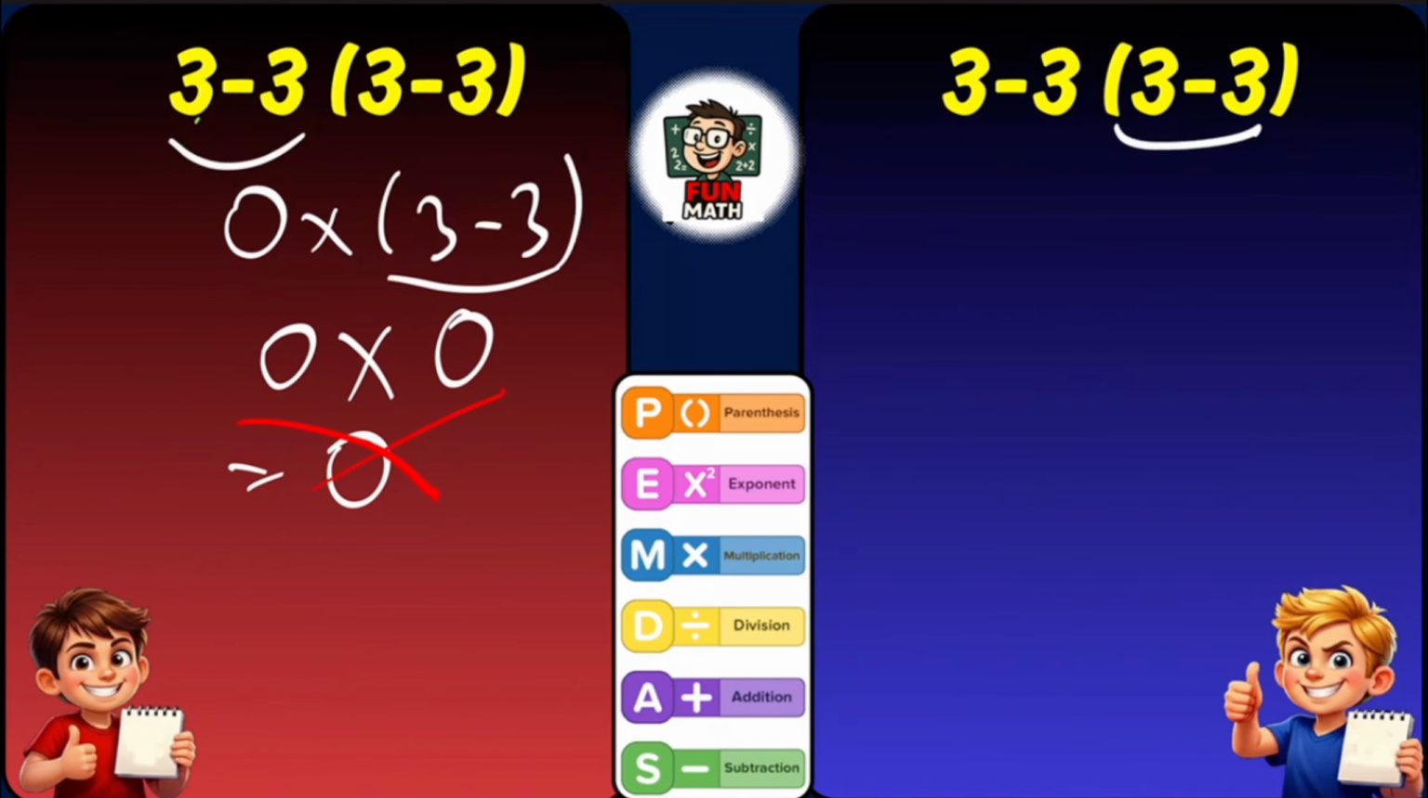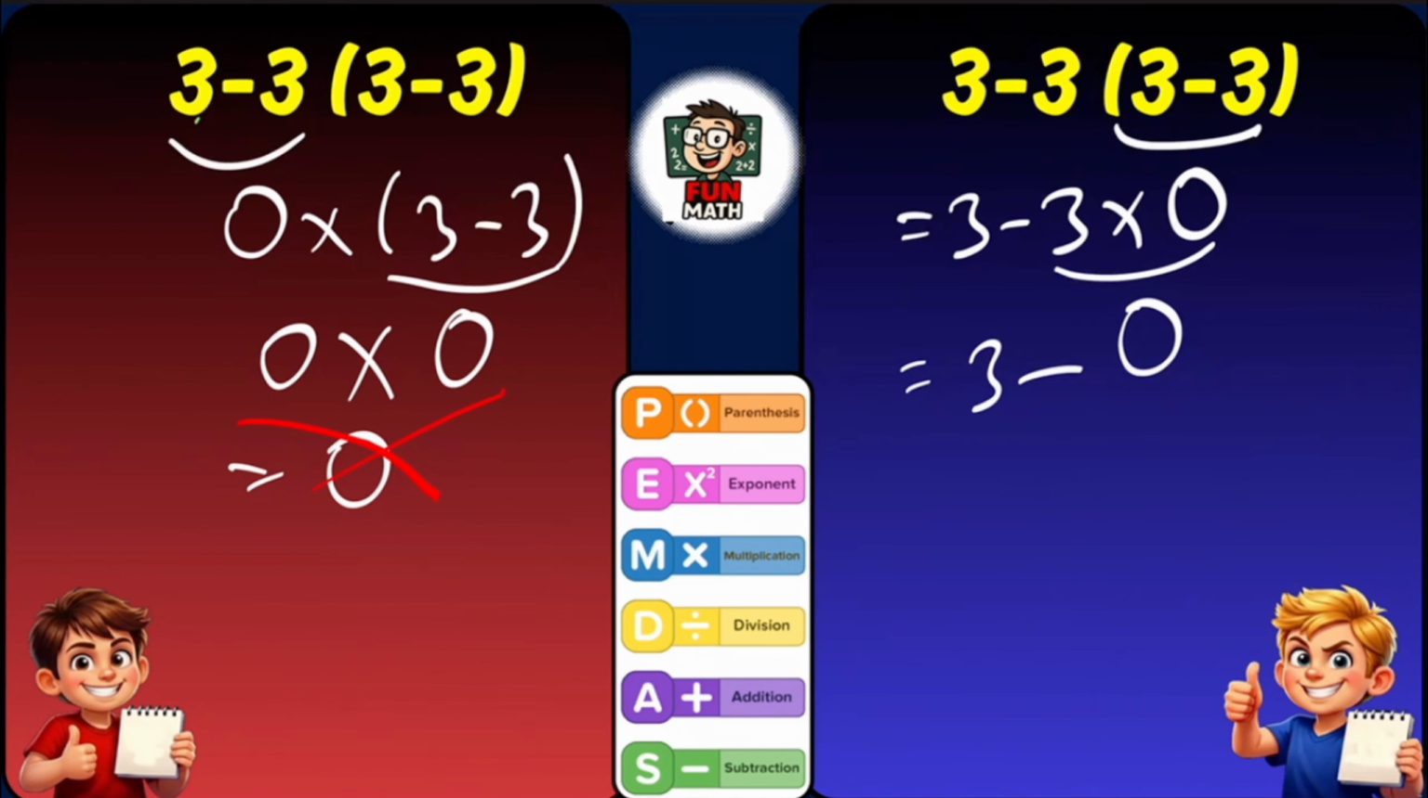First, parenthesis. 3 minus 3 equals 0. Now, there are subtraction and multiplication. First, multiplication. 3 times 0 equals 0. Finally, subtraction. 3 minus 0 equals 3. The correct answer will be 3.